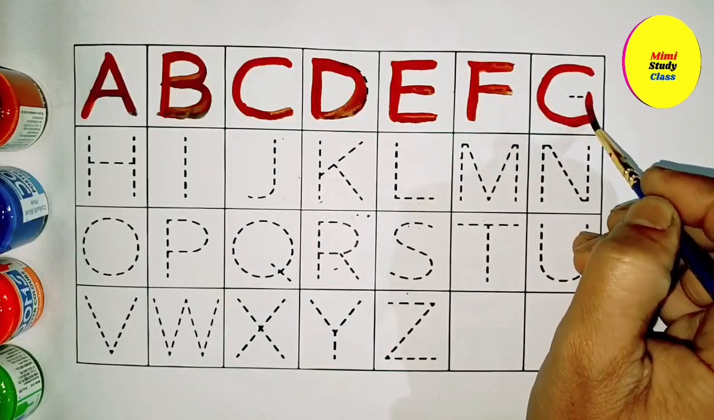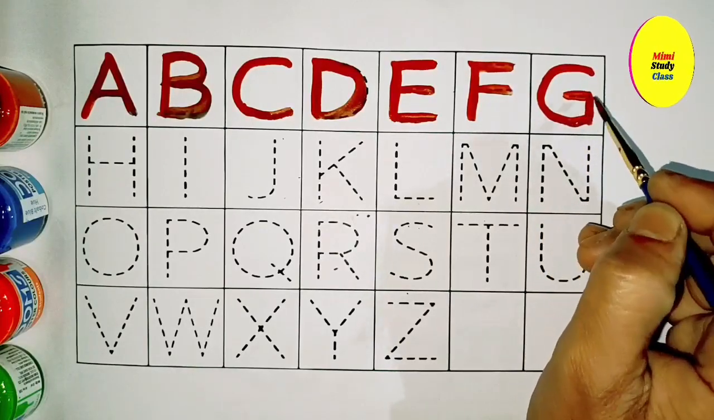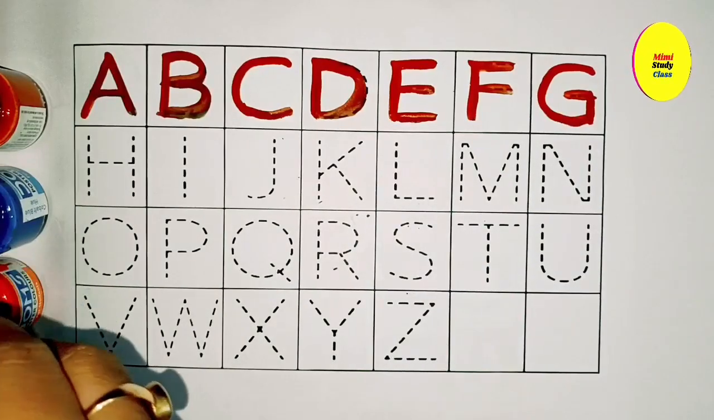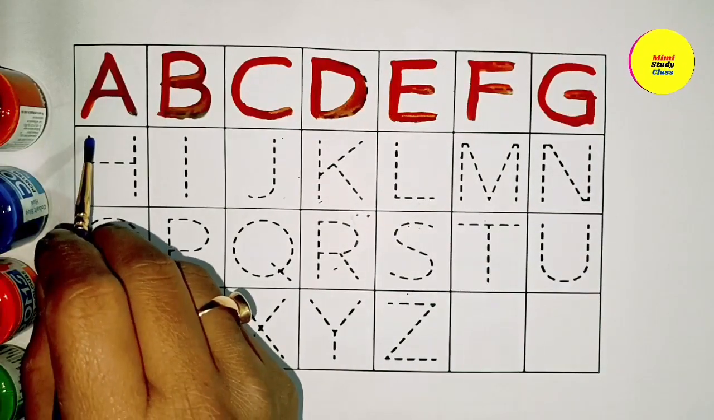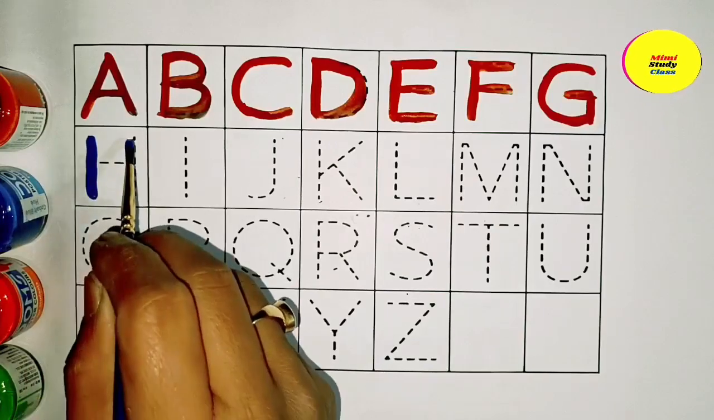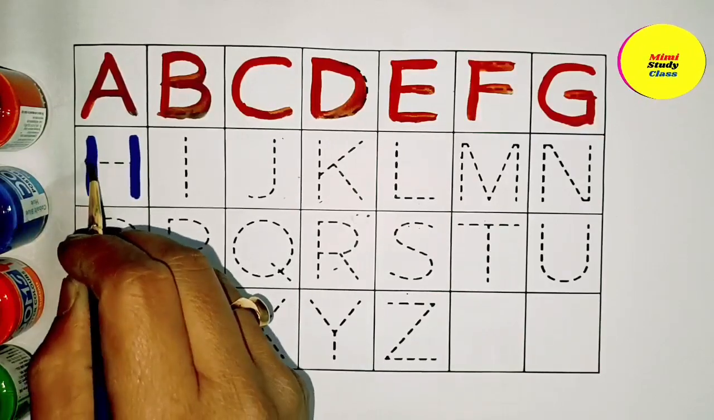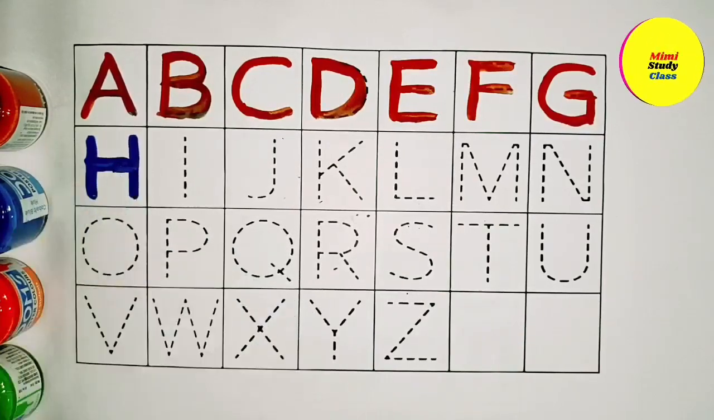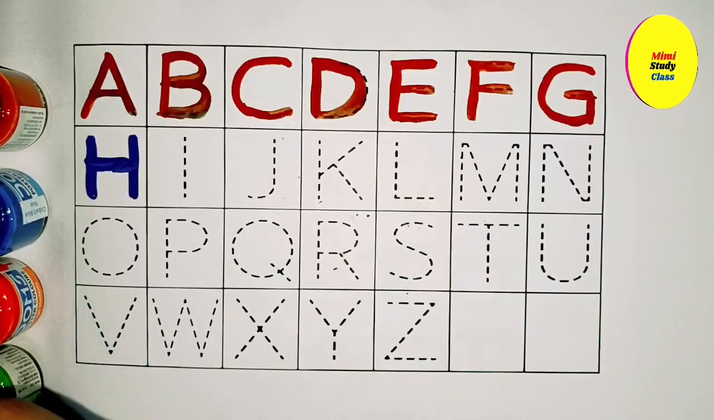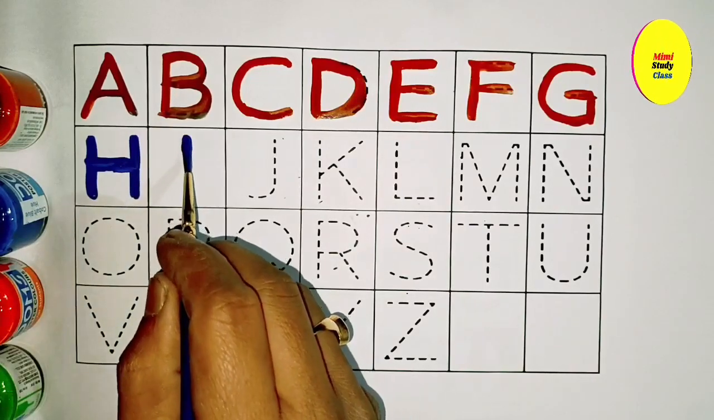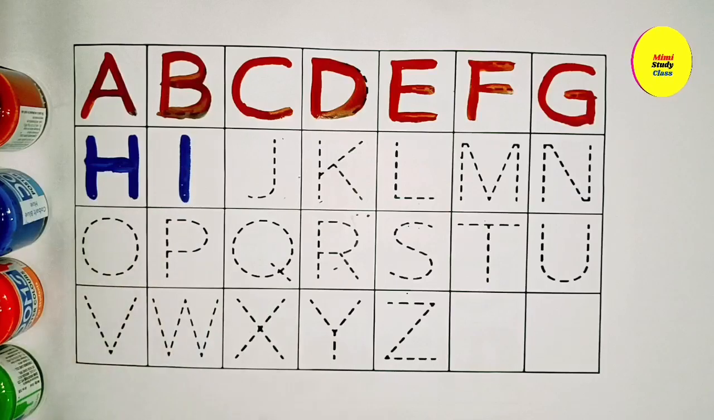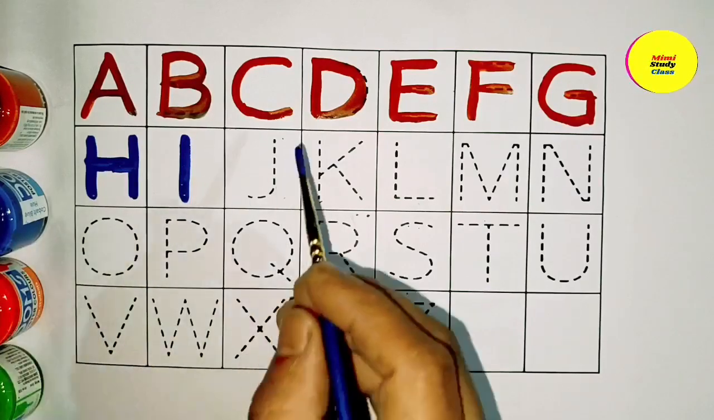G for grapes. Blue color. H for hen. I for ice cream.